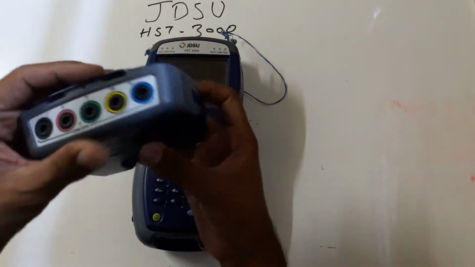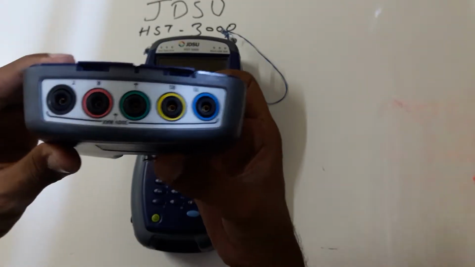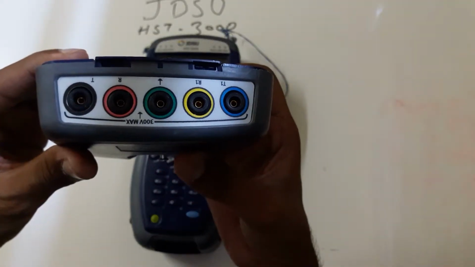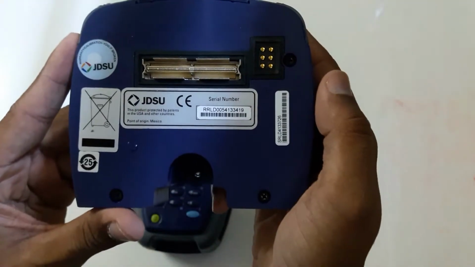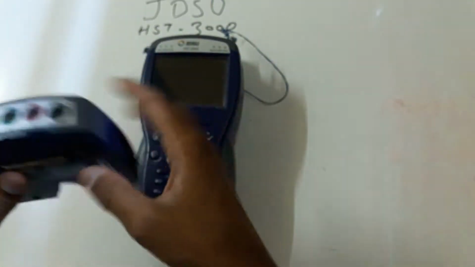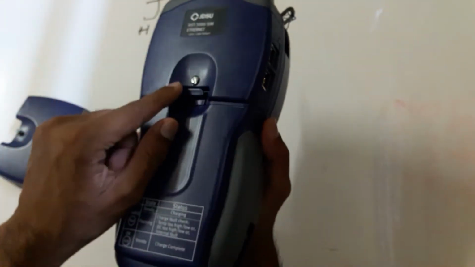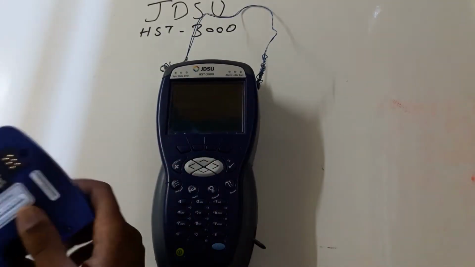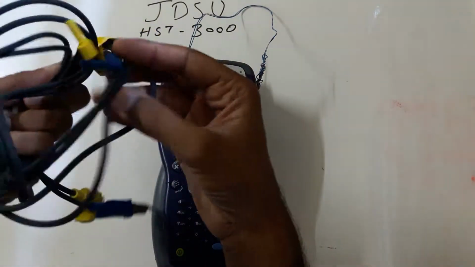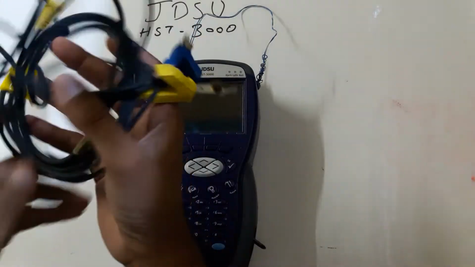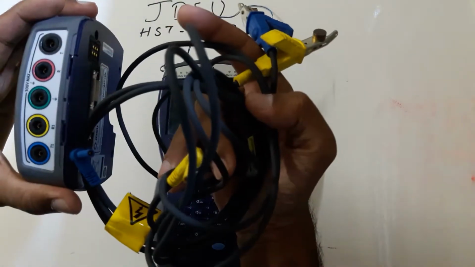There is a module for copper box. You can remove this module from here, and you can change this module with the copper box if you are using copper box. And you have copper box cables for use with the copper box.